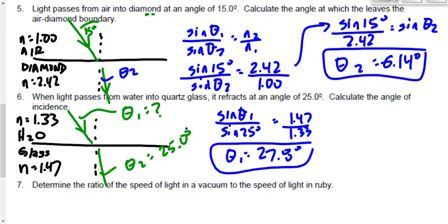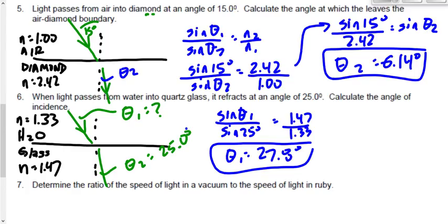So theta went down from 27.8 to 25. Would we expect it to go down? n went up, theta went down. Why didn't theta go down by as much as it did in the last question? Because the n values are a lot closer together than they were in the last one. We went from 15 to 6 because we were going from 1 to 2.42. Here we went from 28 to 25 because we were only going from 1.33 to 1.47. The bigger the difference, the more refraction you're going to get.